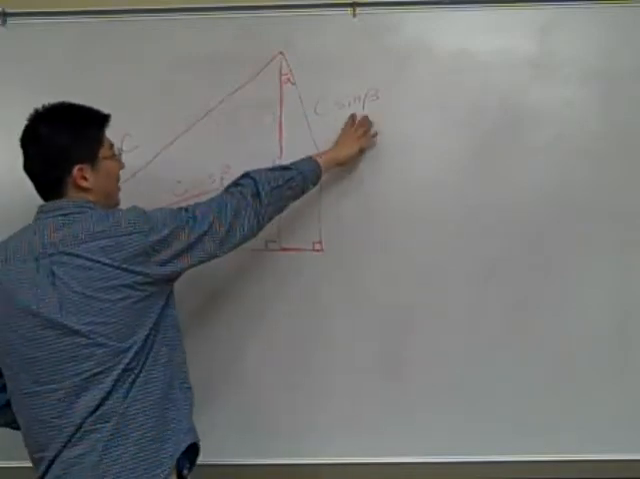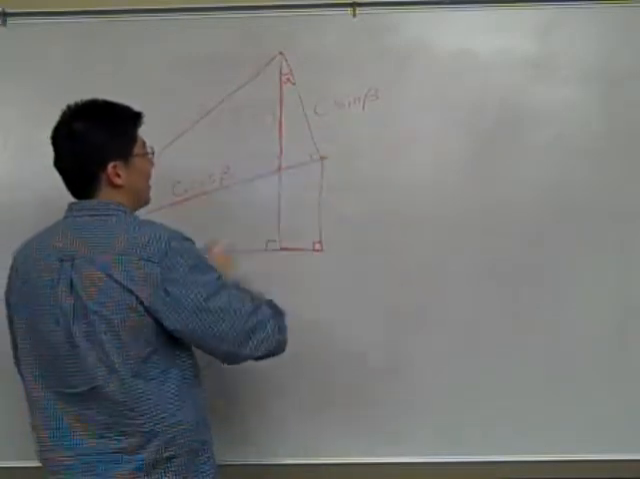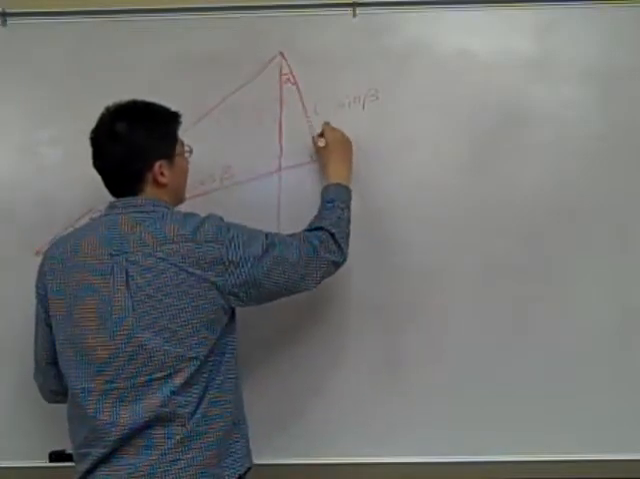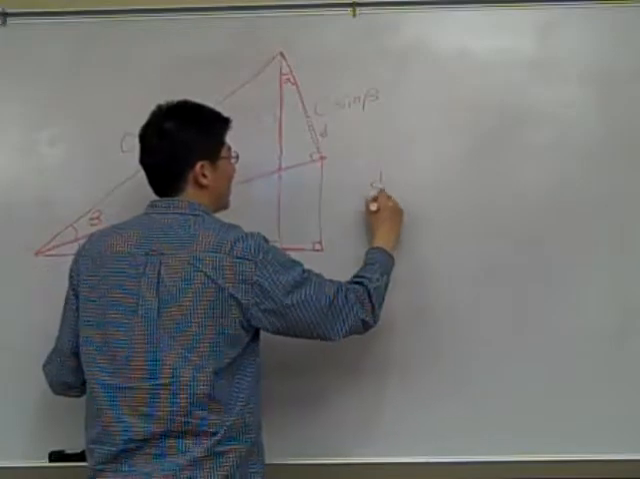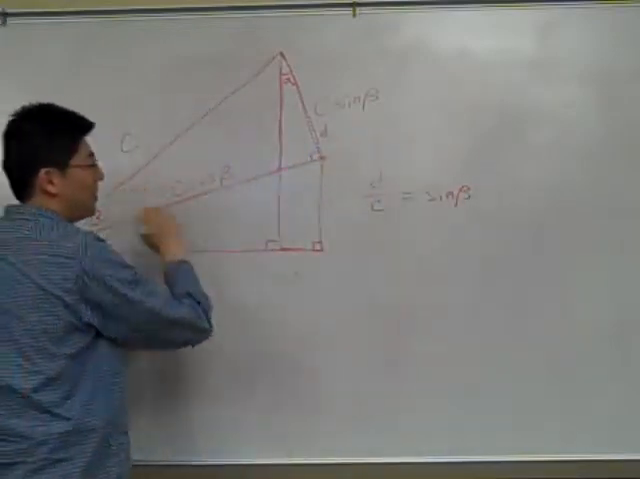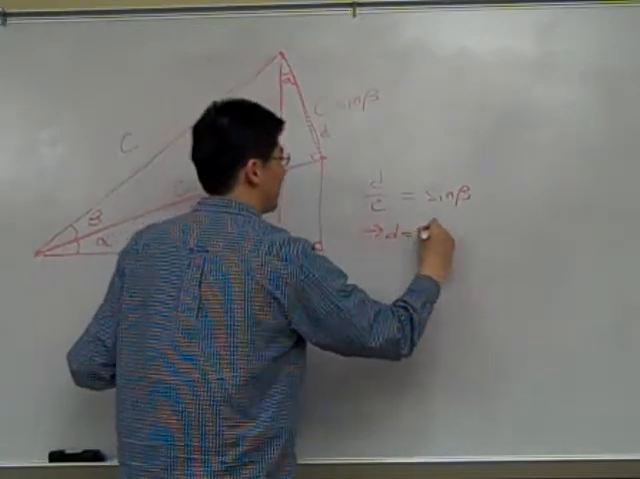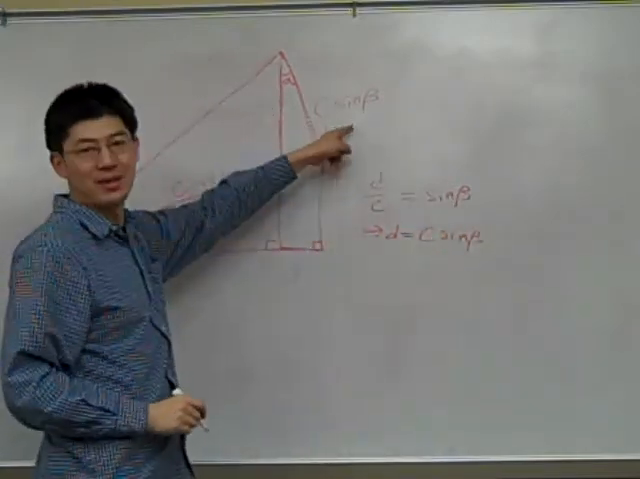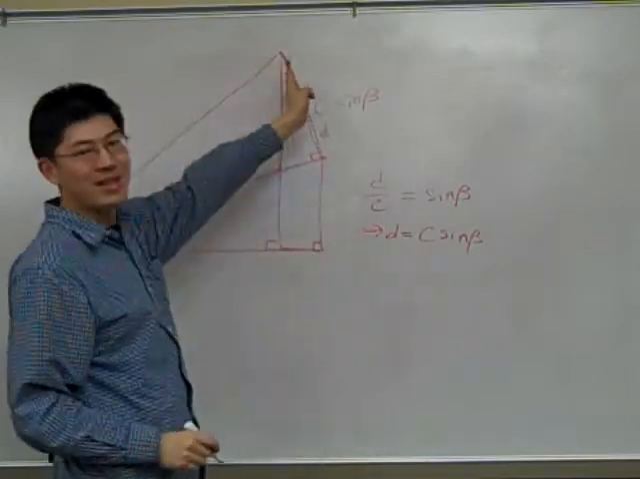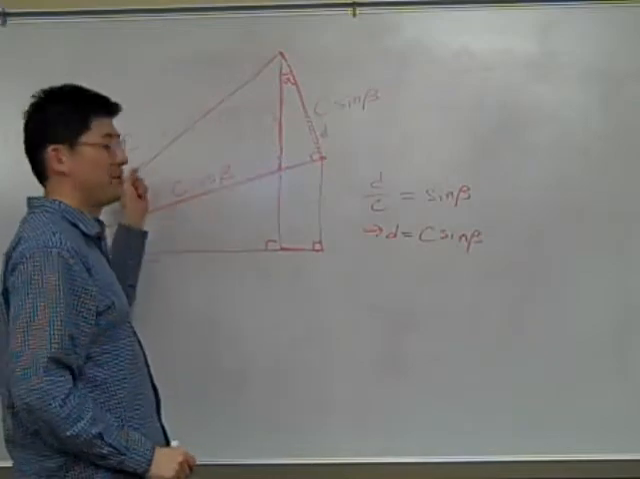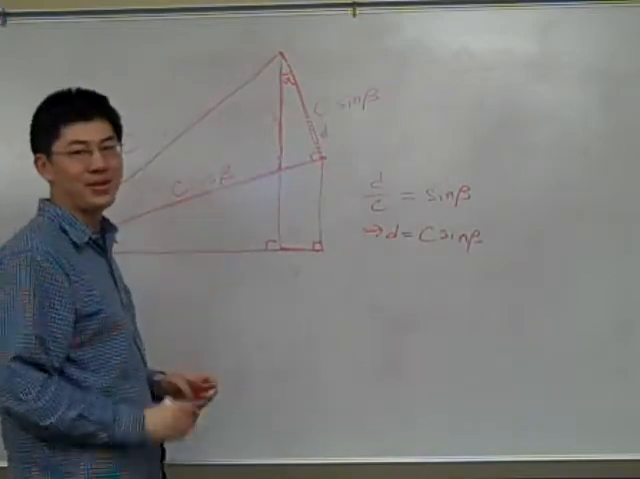If you want, you can also write out all the steps where you say this length is going to be d, and then d divided by c is going to be the sine of beta, because opposite over hypotenuse. So d is equal to c sine of beta. See, we get the same thing. So it's better just to remember: want the opposite side, multiply hypotenuse by sine of beta. Want the adjacent side, multiply hypotenuse by cosine of beta.